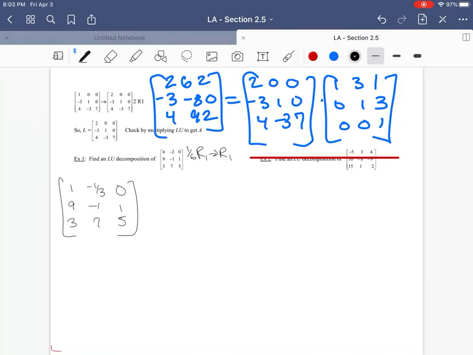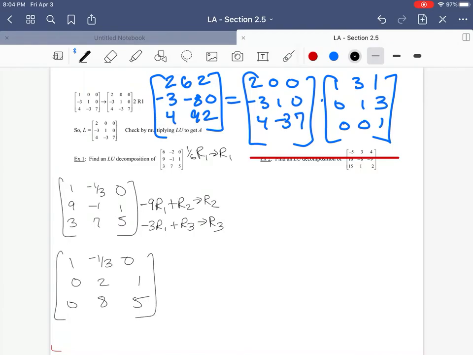Again, it doesn't matter what order you do this in, you just have to keep track of it. I did that so that I could get rid of the 9 and the 3. Since these are different rows, I can do it at the same time. So I'm going to multiply -9 times row 1 and add it to row 2, and it's going to stay in row 2. Then I'm going to do -3 times row 1, add it to row 3 to stay in row 3. When I do that, I get 1, -1/3 stays, and 0. The next two rows become 0, 2, 1, and 0, 8, 5.